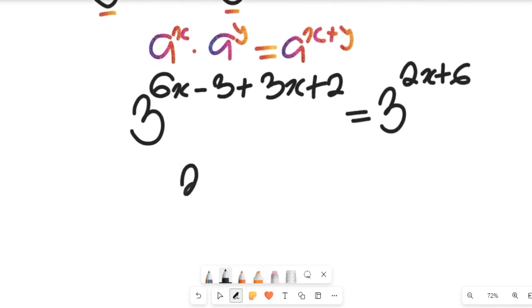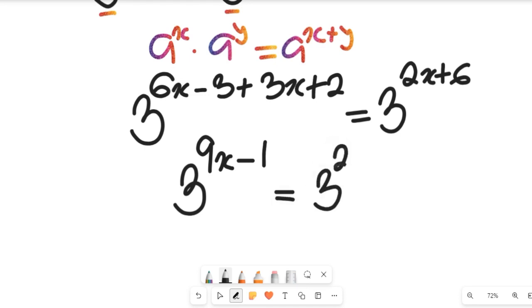So we'll have 3 to the power of 6x plus 3x is going to give us 9x, right? Good. And that will give us 9x. And then minus 3 plus 2 is going to give us negative 1, right? If that gives us the negative 1, that makes things easier for us. And this will be equal to 3 to the power of 2x plus 6.